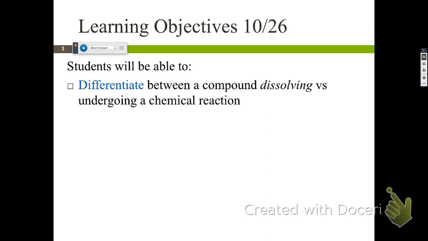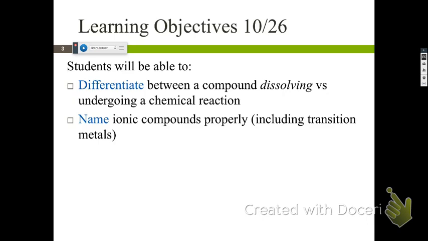All right, so our learning objectives for today. We talked a lot about dissolving a compound and how that's different from having a chemical reaction. You had a lot of drawings of water molecules associated around a molecule, and we want to think about that when we think about precipitation reactions versus ions dissolving. There are differences between a chemical reaction and something dissolving.